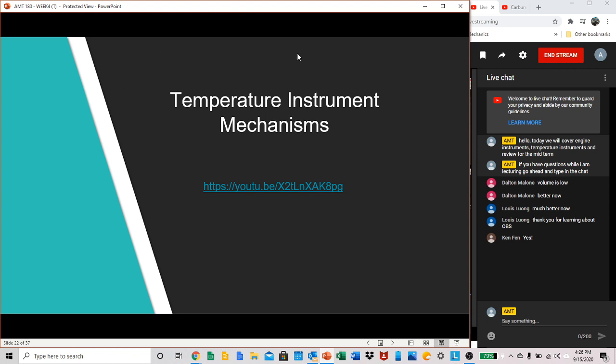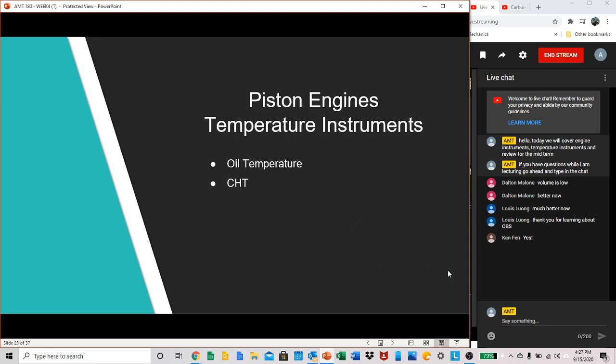Well, moving on then. That's some descriptions of the mechanisms within temperature instruments and how they operate. You guys will need to know that for your exam. You will want to know the operating principles of those devices. And we'll talk about more temperature instruments. These are specific to piston engines or reciprocating engines. Oil temperature is not specific. That's in every engine, but CHT, cylinder head temperature, is specific to reciprocating engines.